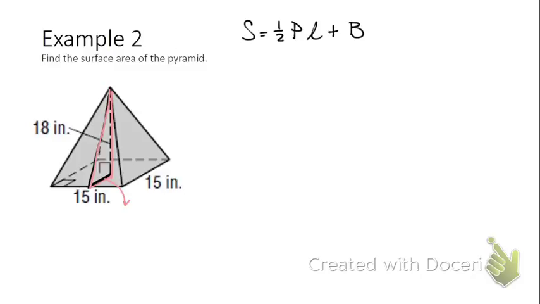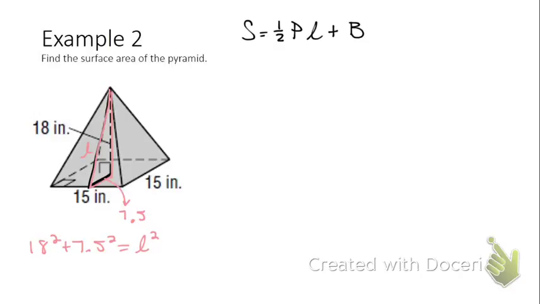Well, if this is to the center of the square and the whole length is 15, what is that? It's just half of it, right? So what theorem can we use to find the slant height? We can use the Pythagorean theorem. So I have 18 squared plus 7.5 squared equals the slant height squared.